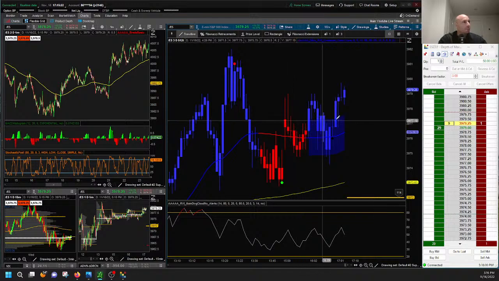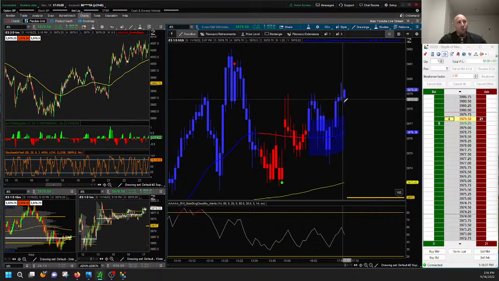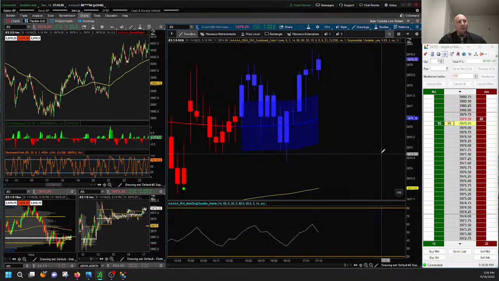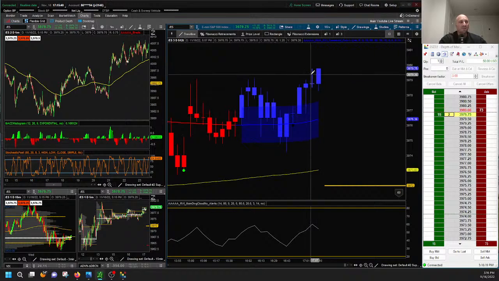Right now I'm not going to go long because the market is actually bearish. If anything, I could go short, and my stop would just be above the high of day. But I don't like it. It's not the right setup.